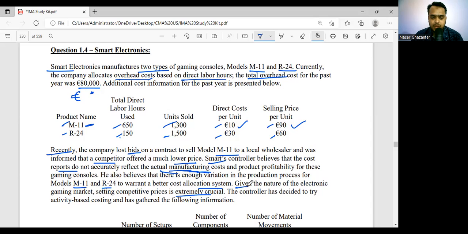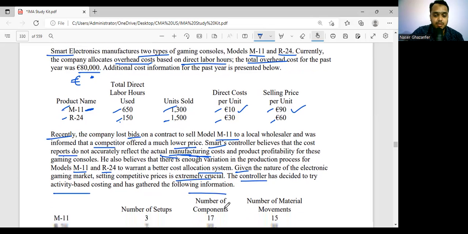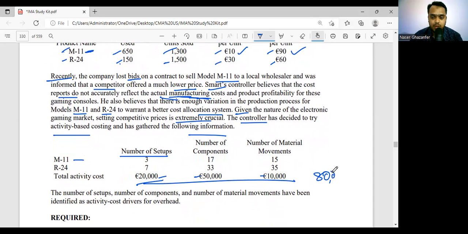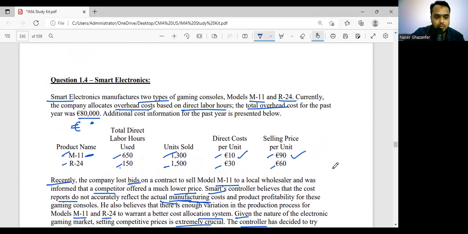So that is a general statement. Given the nature of the electronic gaming market, setting competitive prices is extremely crucial. The controller has decided to try activity-based costing and gathered the following information. Okay, so he has activity-based costing information also. He has come up with the number of setups for M11 and how much cost for each. He has come up with a breakup, I guess: 20,000, 50,000 and 10,000. All this put together is 80,000 again. Is that so? Yes, 80,000.